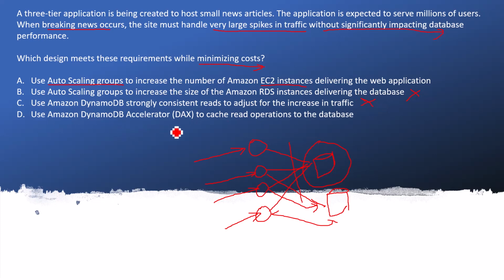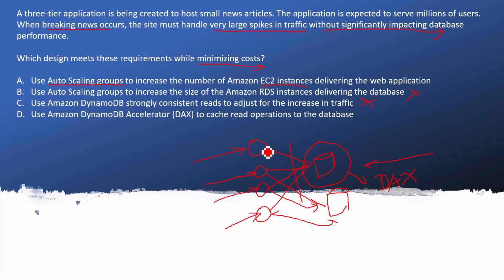The last one is use Amazon DynamoDB Accelerator to cache read operations to the database. Yes, it is breaking news, so you are not doing much update on it. It is just a one-time feed, and once you insert that feed into the DB, then through DAX you are creating a cache. Cache is always a very fast approach. Even if you have multiple EC2 instances, if all are connected to the cache, the read operation performance will be extremely high.